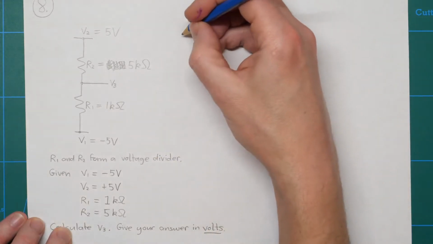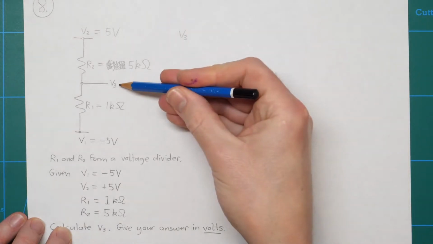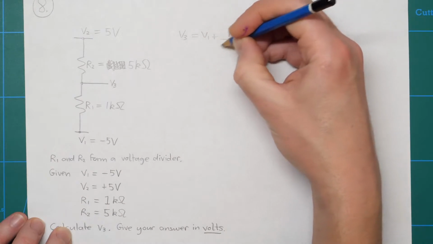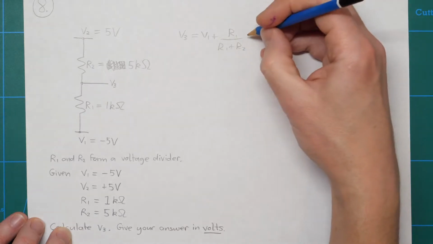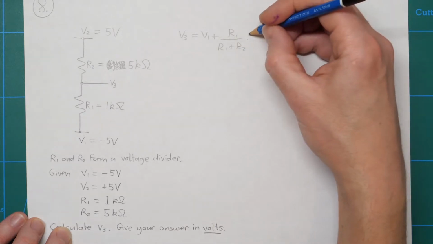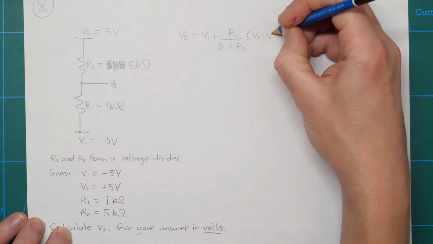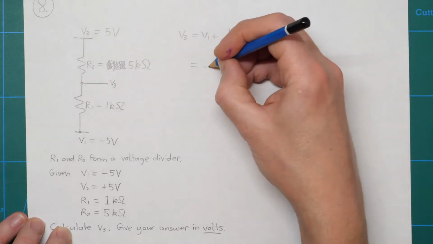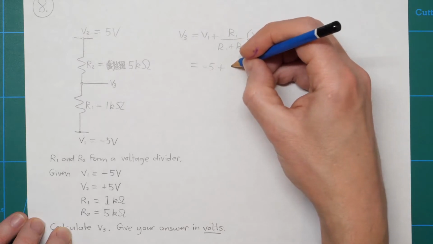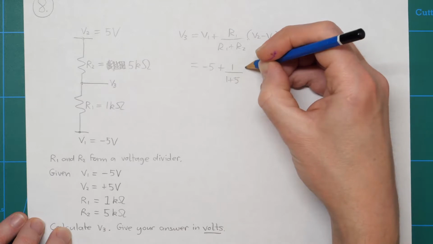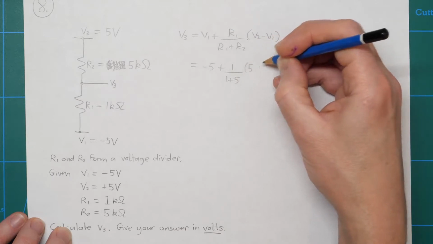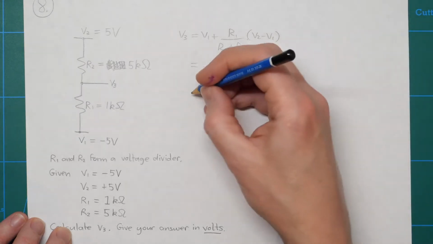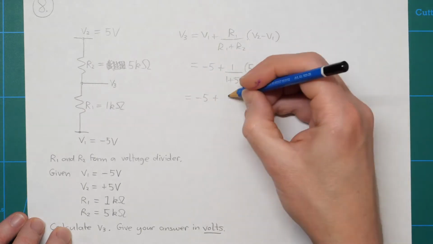So V3, which is the voltage at the center node here, is going to be equal to V1 plus R1 over R1 plus R2 times the total voltage drop, that's V2 minus V1, which is minus 5 plus 1 over 1 plus 5 times 5 minus minus 5. So that is minus 5 plus 10 over 6.